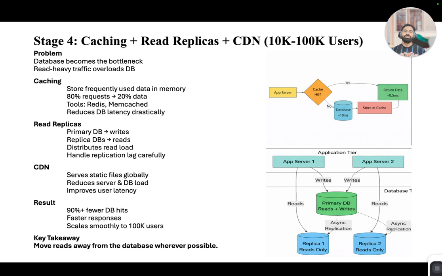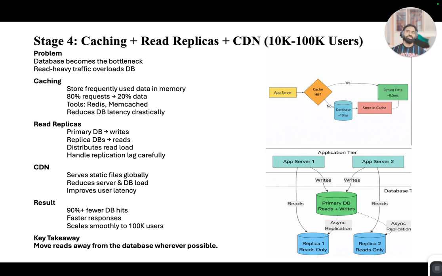There is a simple truth that most users request the same data again and again, right? So a product page viewed 10,000 times does not need 10,000 database queries. Let's say 10,000 users are viewing the same page again and again. Do you think that for 10,000 times we need to hit the database with 10,000 queries? This is where caching helps. It is not required at all. So we can take the help of caching.